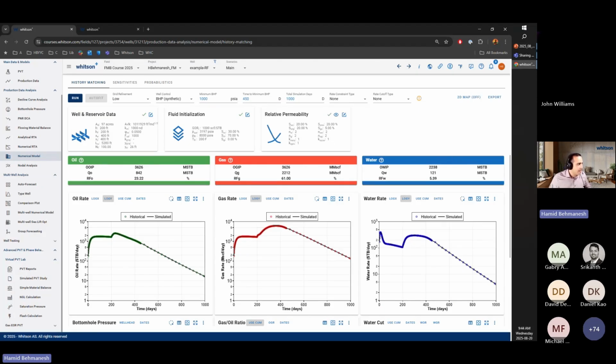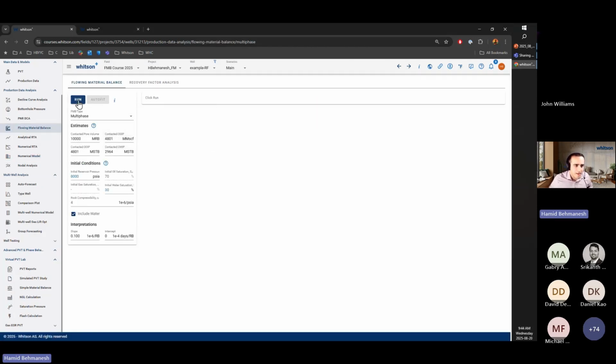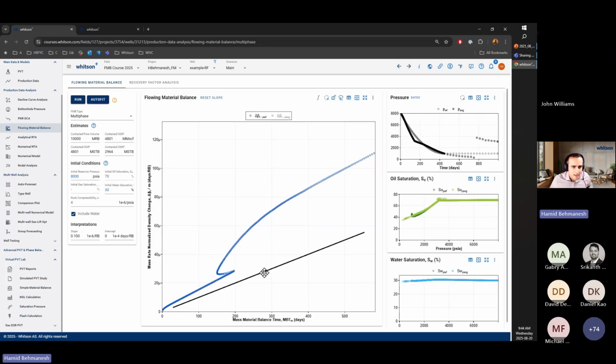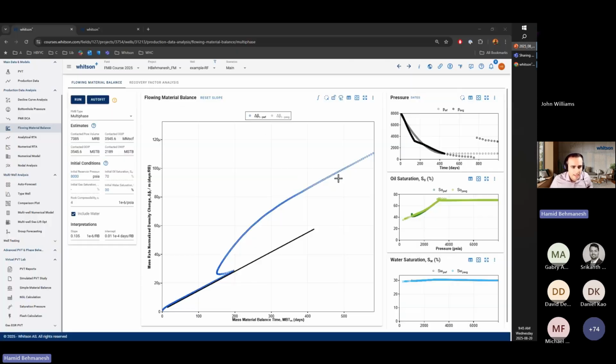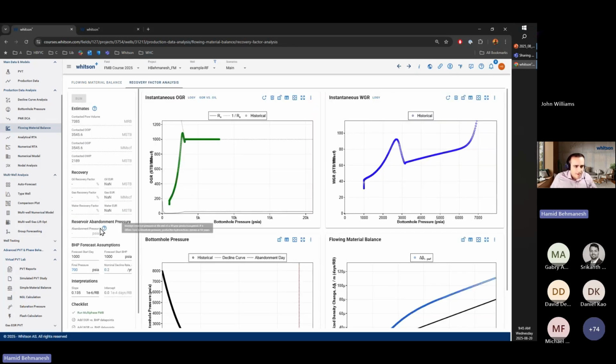So we exported our data, and if we go to the fluid material balance and click run, I have to confirm two things. First, that my fluid material balance gives me the correct slope. I'm going to go with this shallower slope. So 3.5 is my FMB, and my numerical model is 3.6. Right, this one's 3.5.